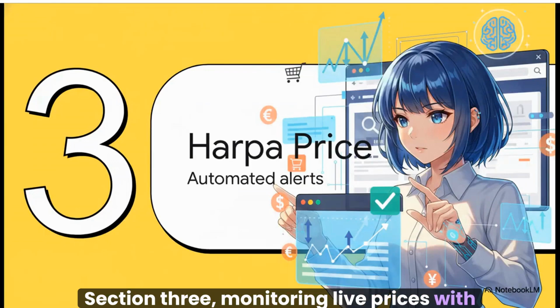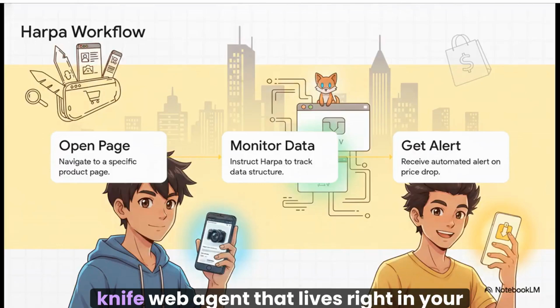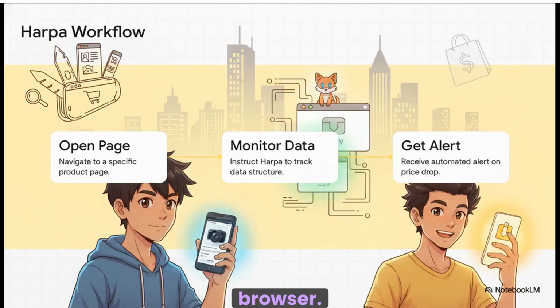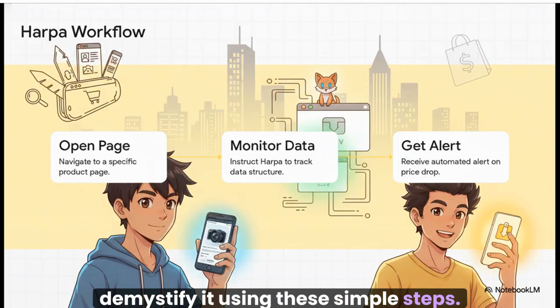Section 3. Monitoring live prices with Harpa. Now, Harpa AI is essentially a Swiss Army knife web agent that lives right in your browser. It looks kind of complex at first, but let's demystify it using these simple steps.